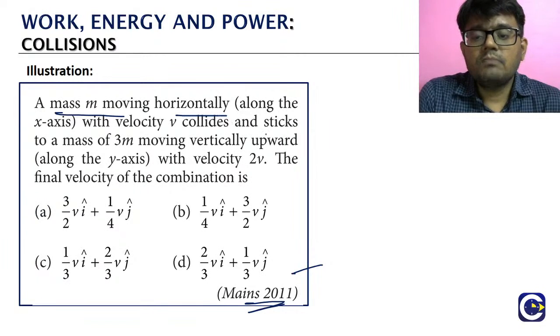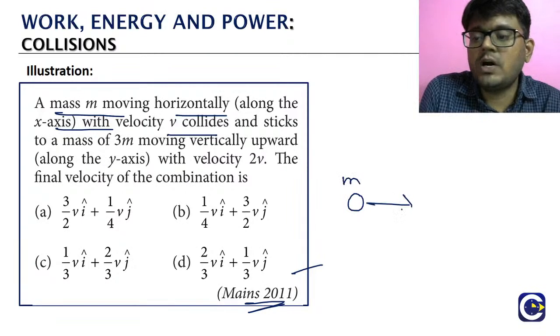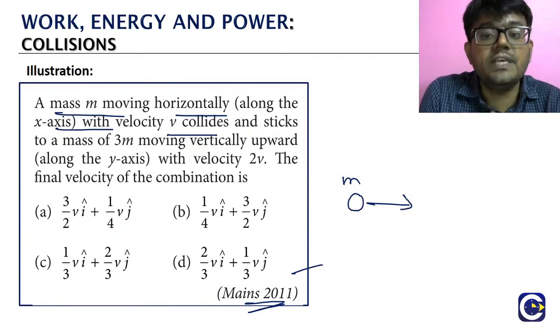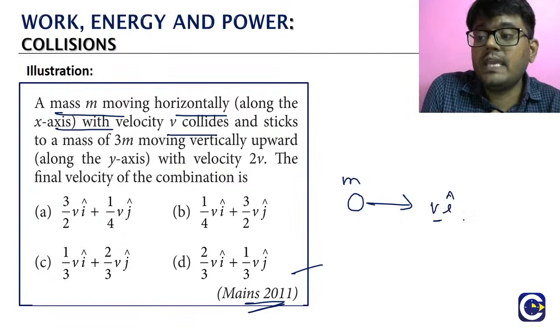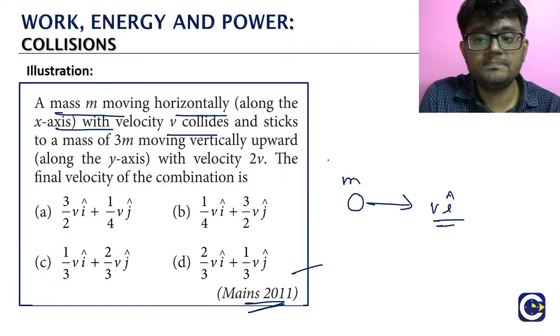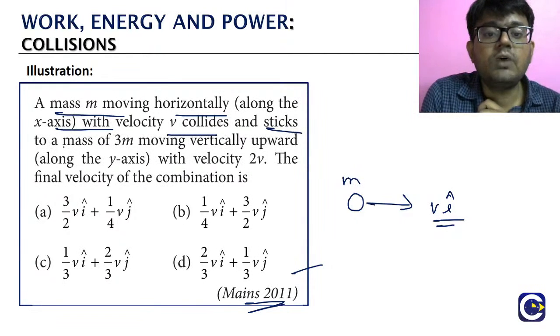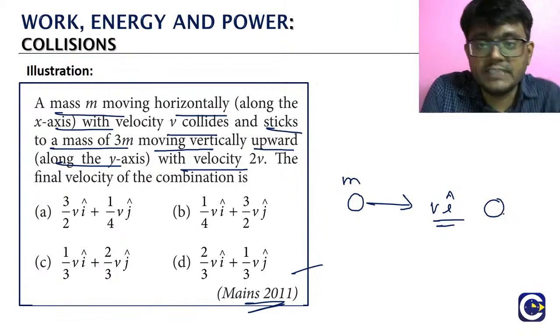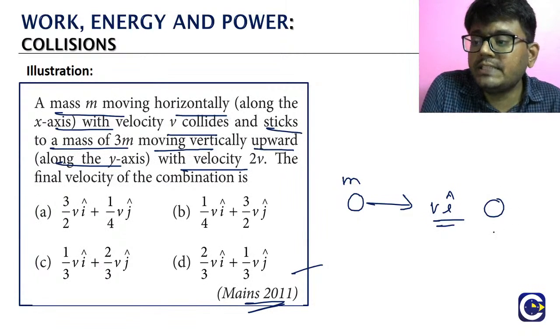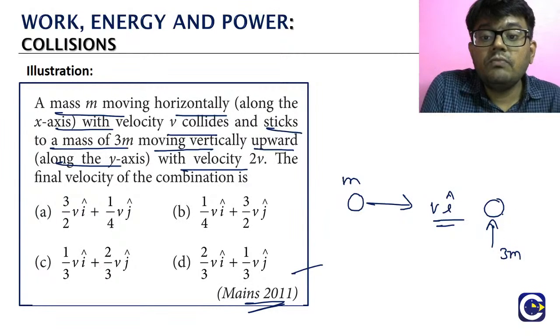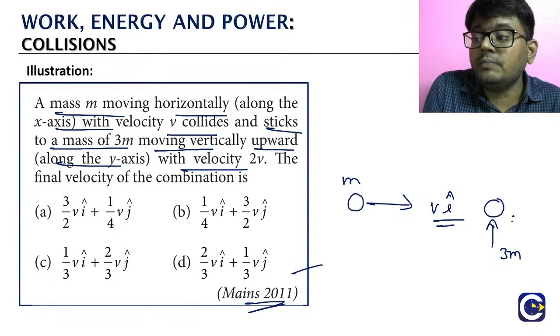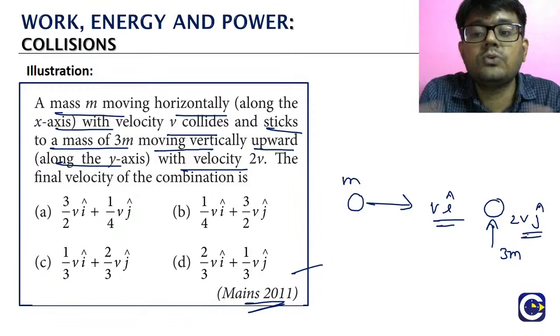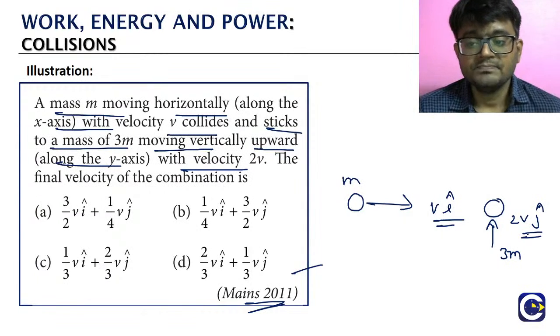A mass m moving horizontally along the x-axis with a velocity v. Mass m is moving horizontally along the x-axis with a velocity v, which means its velocity is v i cap, and sticks to a mass 3m moving vertically upwards along the y-axis with a velocity 2v. So it is going and sticking, and that is also a collision process, right? It is sticking to a mass 3m which is going vertically upwards with a velocity 2v, so we can write it as 2v j cap, along the y-axis.